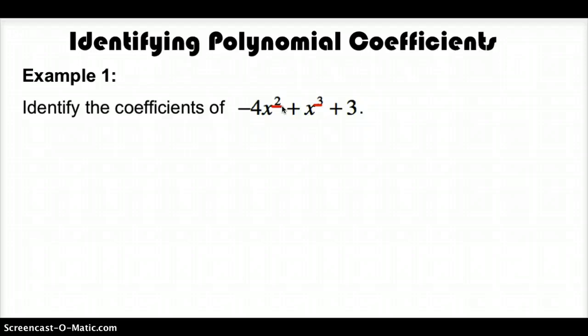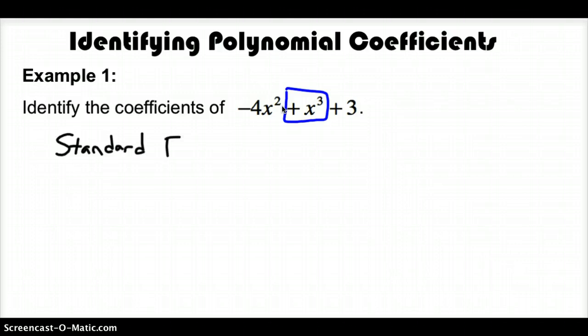So the way that we actually want to write this is we want to write this in standard form. And so we're going to start with the highest degree. So I'm going to start with this positive x to the third. I'm just going to say write in standard form. So standard form, our polynomial is going to look like this.